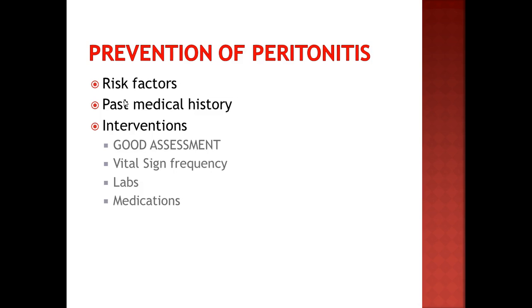Vital sign frequency: you should look at vital signs, look at trends in vital signs, identify if your patient's becoming hypotensive and tachycardic, which show signs of infection. Labs: monitoring not just their white count but their neutrophil count as well, and maybe even a C-reactive protein or a cytokine to identify if there's any infectious process going on in the patient. And then medications. Obviously, antibiotics are what's going to prevent peritonitis, so patients having antibiotics on the correct schedule and having antibiotics as ordered.